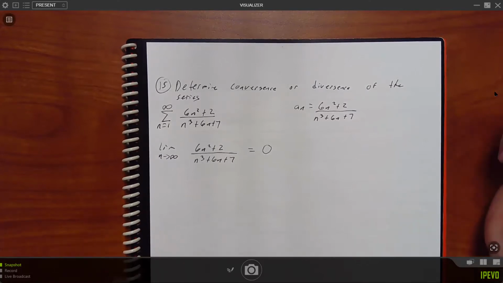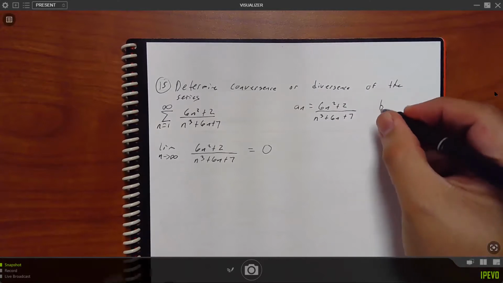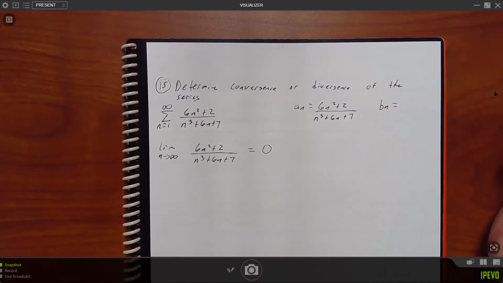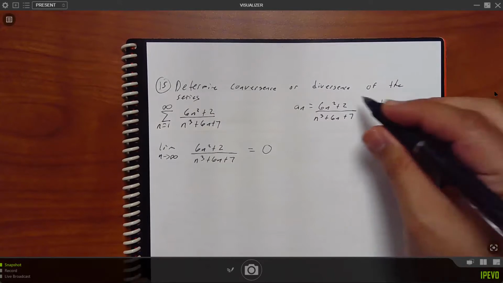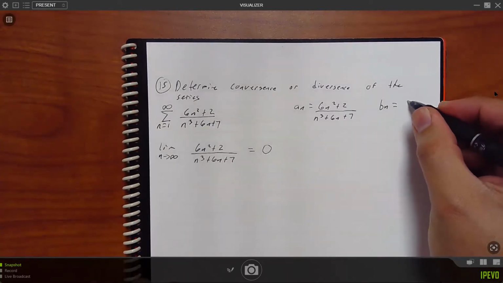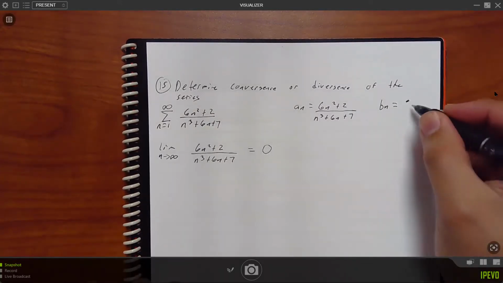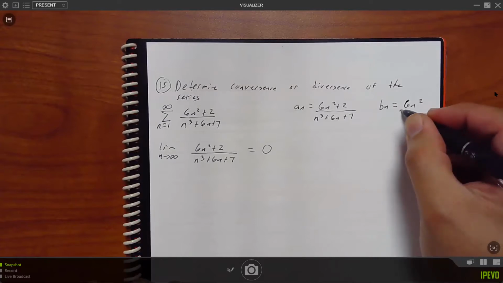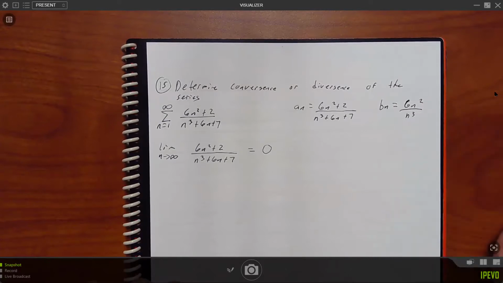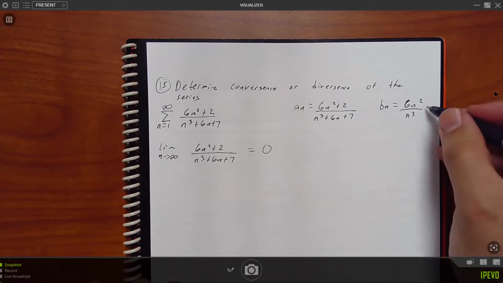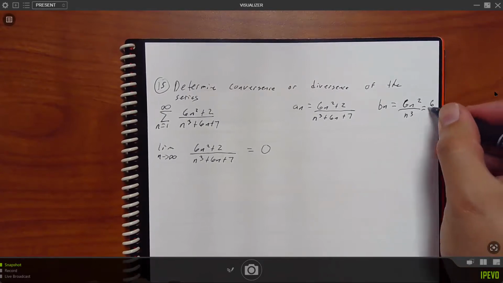I think we should do a comparison. Remember when we need to choose the BN? Remember that? A while ago. So we would write down the highest powers and say, well, you know what? 6n squared over n cubed will be the comparison, which would be 6 over n.